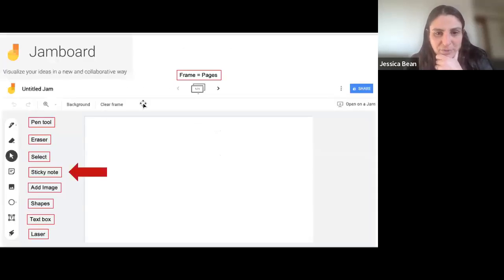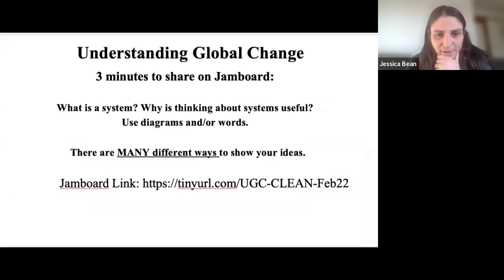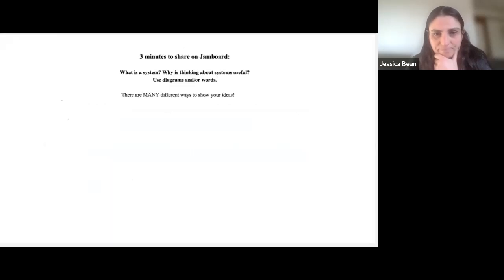And just to remind you that a Jamboard works like this, you can flip to different pages. You don't need to do that yet, but you can flip to different pages at the top. And then I would recommend using the sticky note as a way to start to be able to add your ideas and thoughts onto the Jamboard. And let me know if you have any questions about Jamboard and how it works. But again, let's make our thinking visible. What is a system and why is thinking about systems useful?